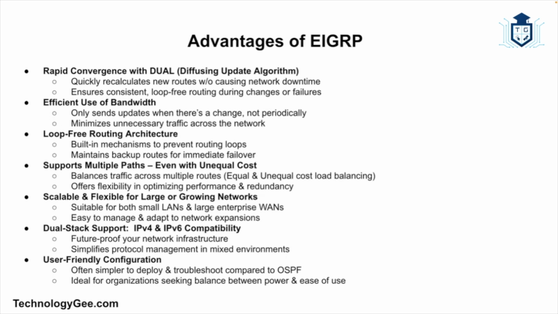All right, so let's recap what makes EIGRP a solid choice. It has rapid convergence thanks to DUAL. It has efficient use of bandwidth because it has no periodic updates. It has loop-free routing. It has multiple path support, including unequal costs. It's scalable and flexible, and it supports IP version 4 and IP version 6. So essentially, it's fast, it's smart, and it's easier to configure than OSPF in many cases.